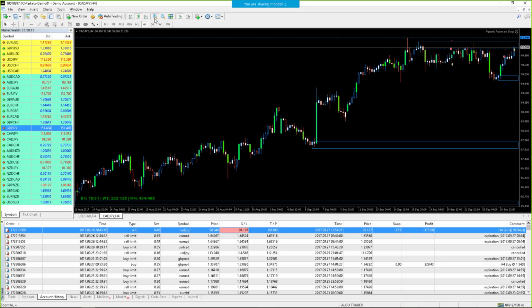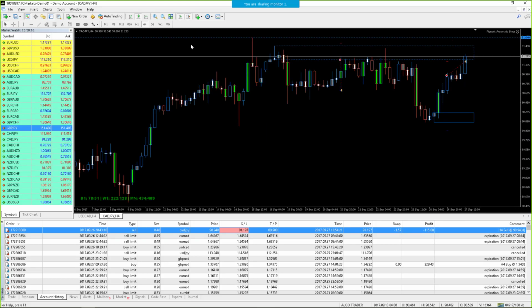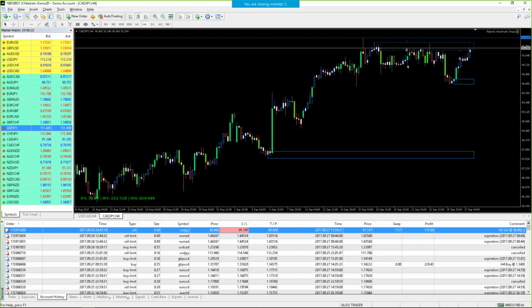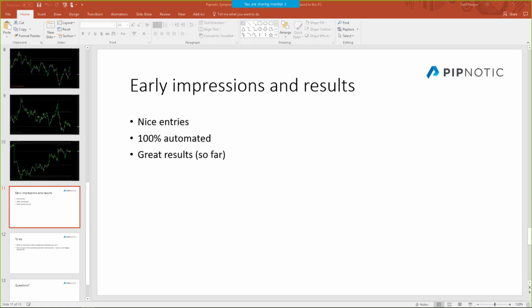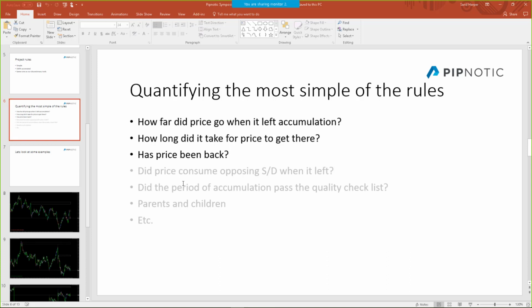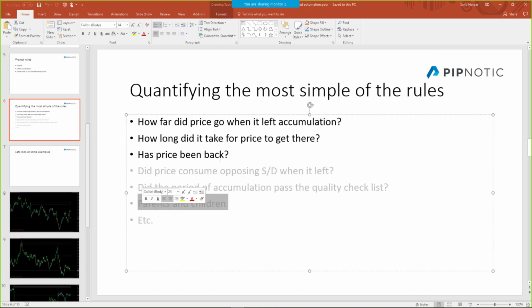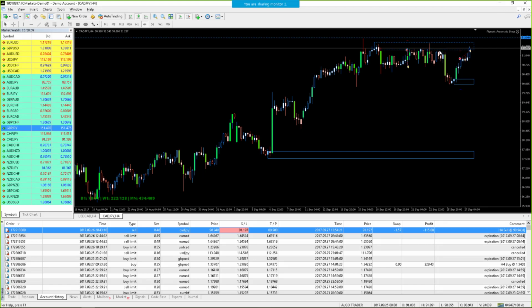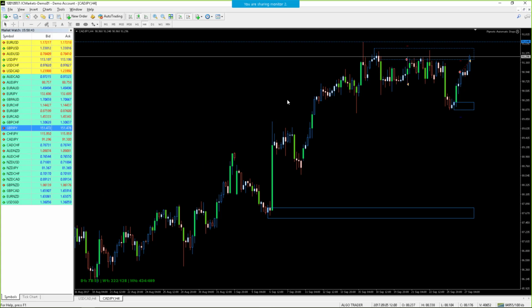And looking in that really clear window of after the fact, you can ask yourself the question: if you return to these rules, the ones that are grayed out, which are really important when you employ the entire trading model. Parent-child, has price been back there? Quality checklist of accumulation. This is an epic fail. No. Do not sell. Do not trade.